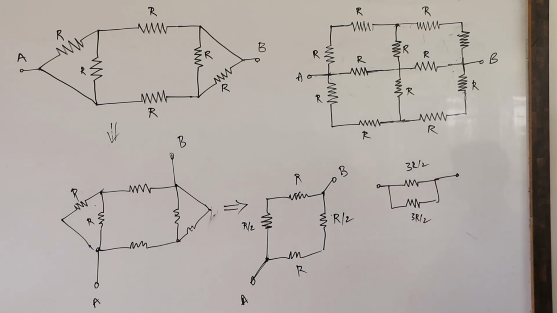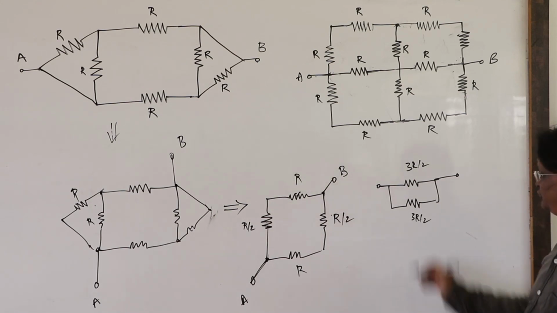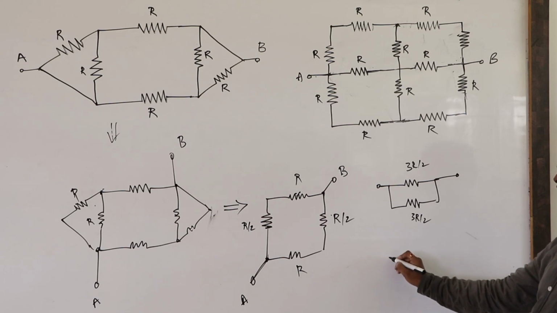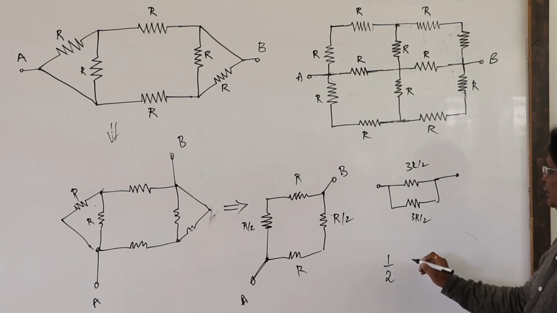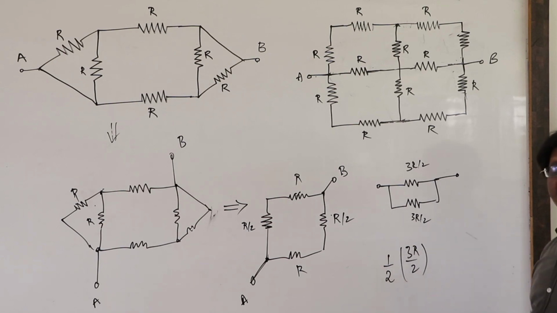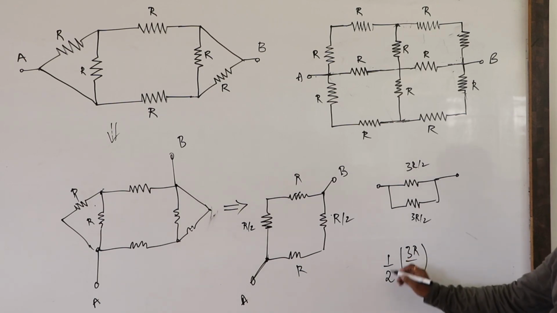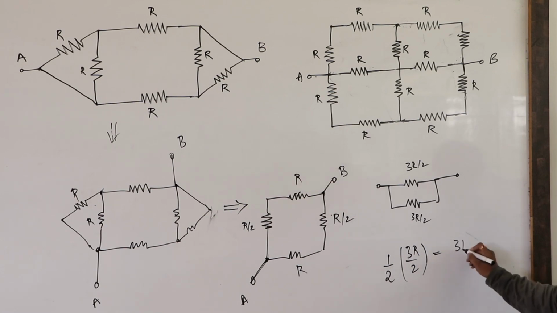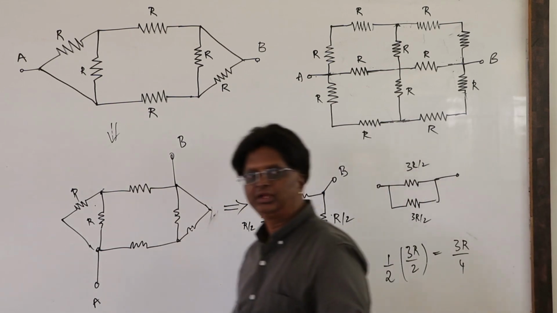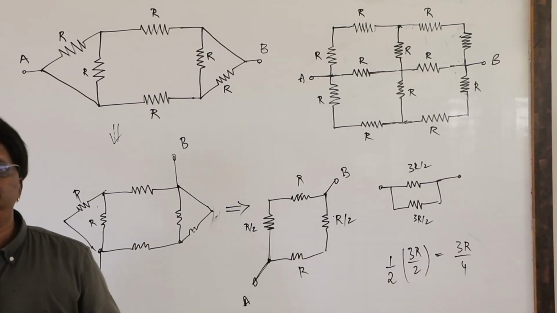So two resistors, identical, each 3R by 2 and it is parallel. Therefore what is the final answer? It is 1 by 2 times 3R by 2, because identical resistors, n number, parallel, R by n. I have used that identity. So it is 1 by 2, each of 3R by 2. So the answer is 3R by 4. Answer is 3R by 4.